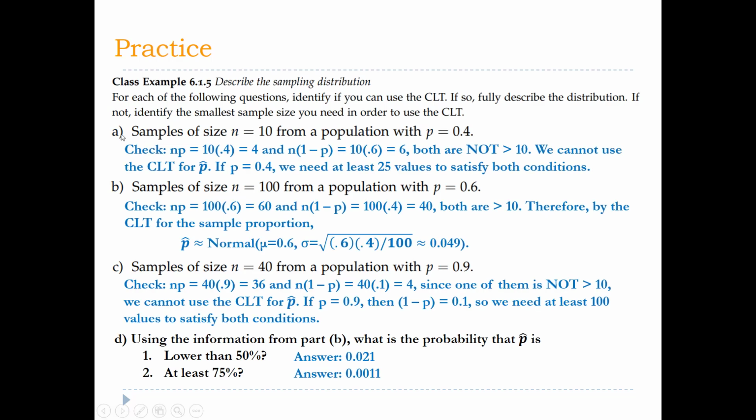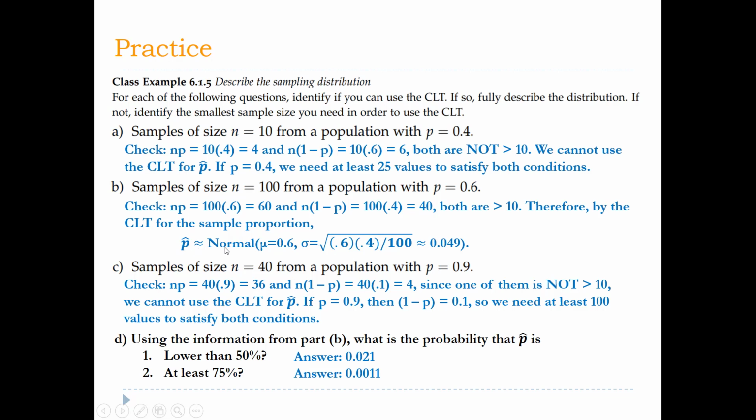So for part A, if you check the conditions, n times p here is just 4 and n times 1 minus p is just 6. Neither one is bigger than 10, so we cannot use the central limit theorem. So in this case, we actually need at least 25 values, so that when you multiply 25 times 0.4, you get at least 10. In part B, when n is 100 and p is 0.6, both n times p and n times 1 minus p are bigger than 10, and therefore we can use the central limit theorem.